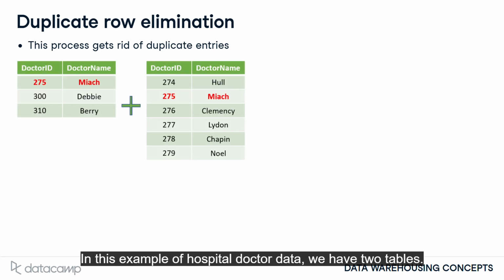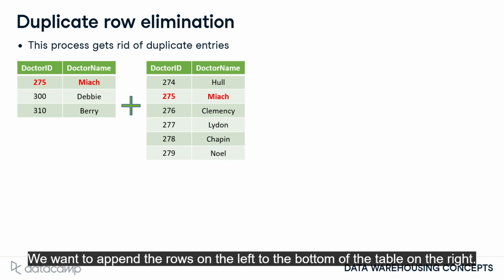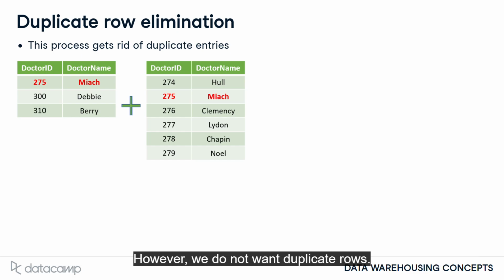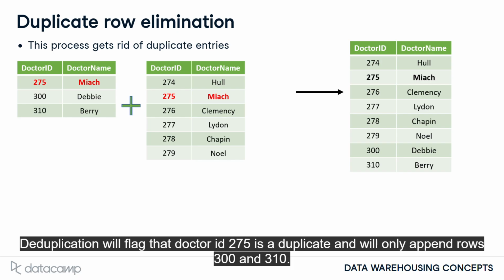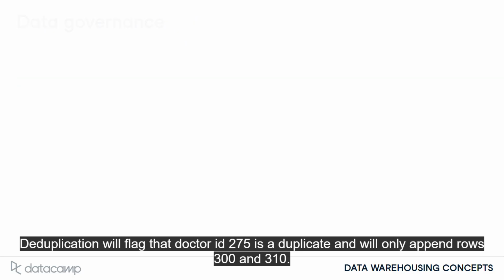In this example of hospital doctor data, we have two tables. We want to append the rows on the left to the bottom of the table on the right. However, we do not want duplicate rows. Deduplication will flag that Dr. ID 275 is a duplicate and will only append rows 300 and 310.